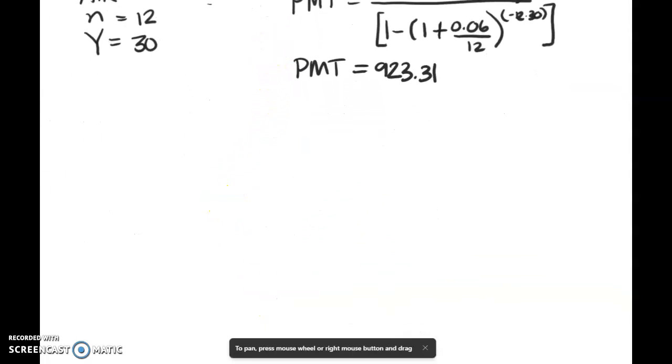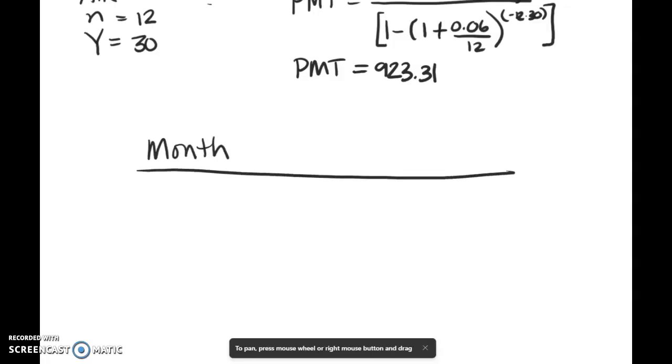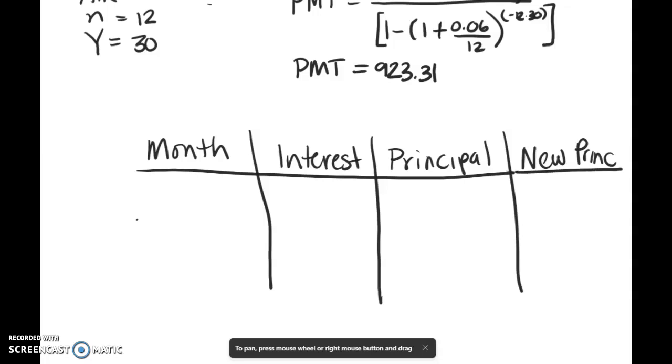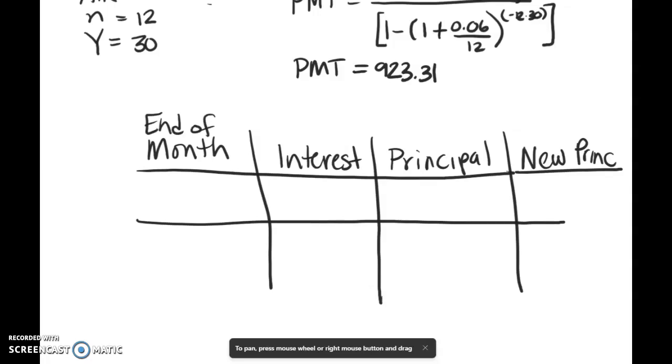And now I'm filling in the table that they're showing me on the MyLab Math. Basically that table says we've got the month, and we want to know the interest, and we want to know the part that will go towards the principal. And then we want to know the new balance, the new principal. So at the end of month 1, the interest.